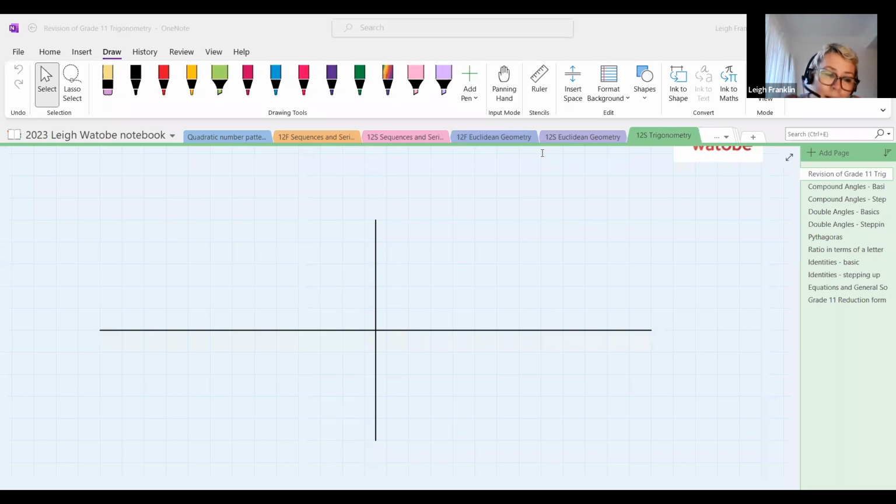So that's compound angles and double angles. First we have to learn about compound and double angles, and then once we have learned about those, we look at how this new information is incorporated into these questions that we have seen before. So today's lesson is a revision of what we're also supposed to know. And then I'm hoping to be able to revise a question on Pythagoras and a question on ratio in terms of a letter with you as well, depending on how our time goes.